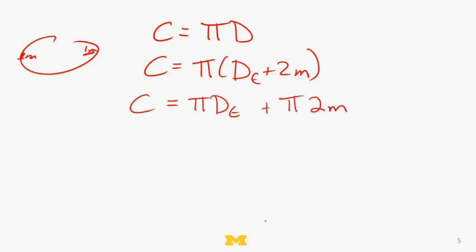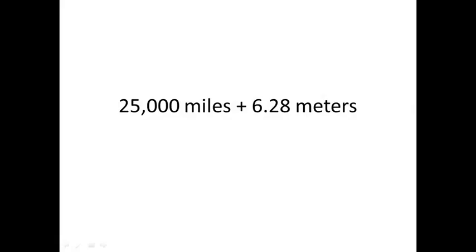Because that's just going to be pi times the diameter of the Earth plus pi times 2 meters. Well, pi times the diameter of the Earth, we already said was 25,000, and pi times 2 meters is just going to be 6.28 meters. So the circumference is going to be 25,000 and 6.28 meters. So that's probably not what most of you guessed, right?